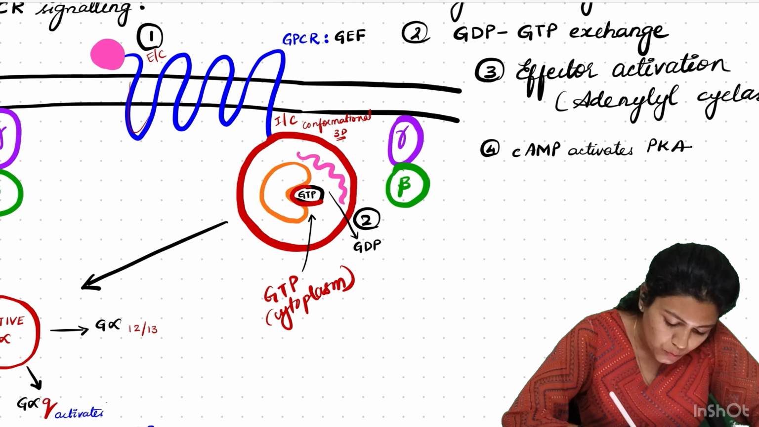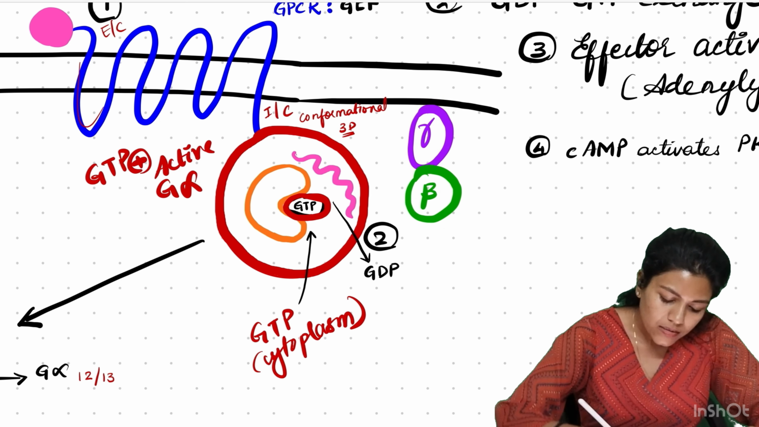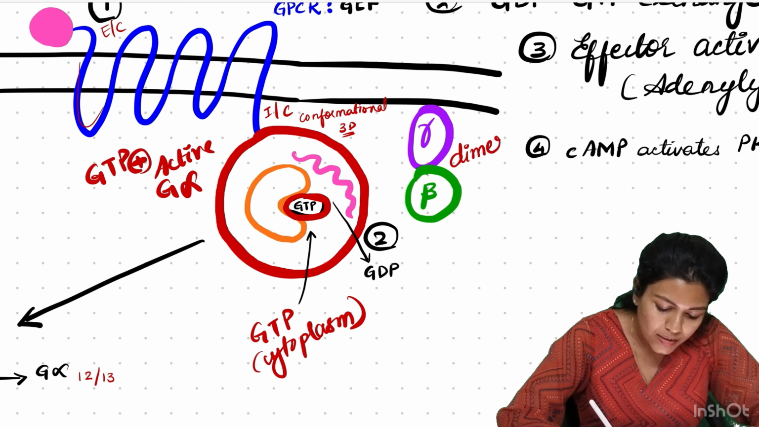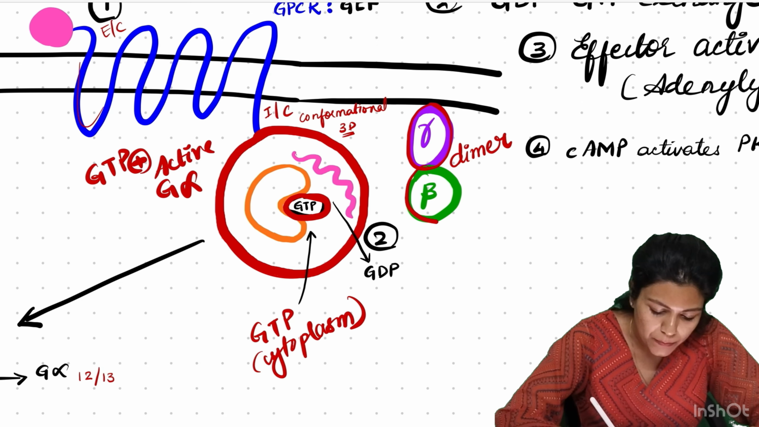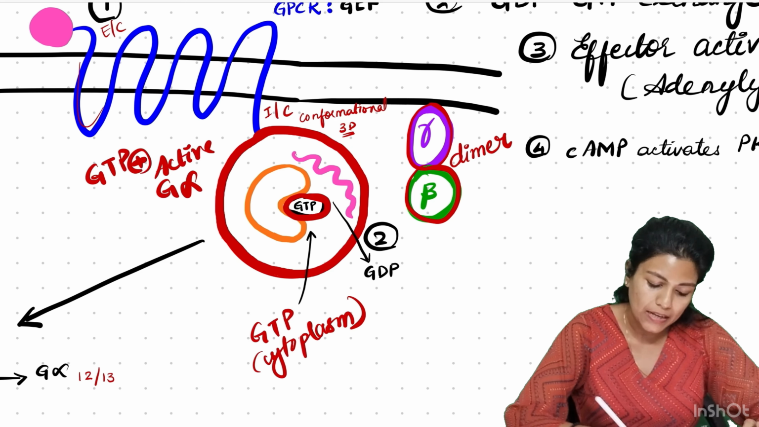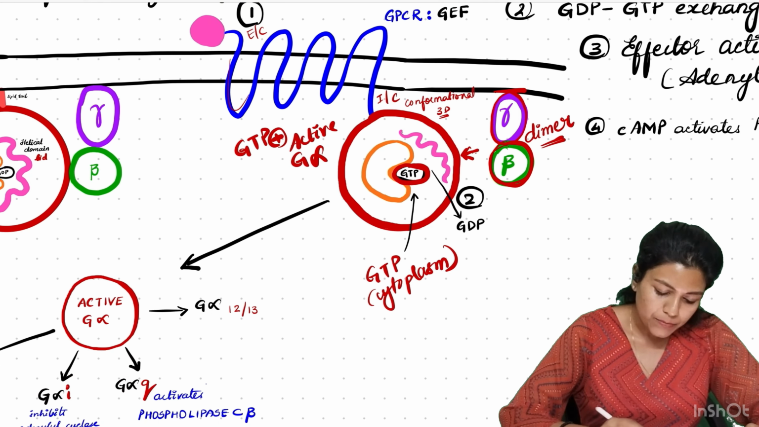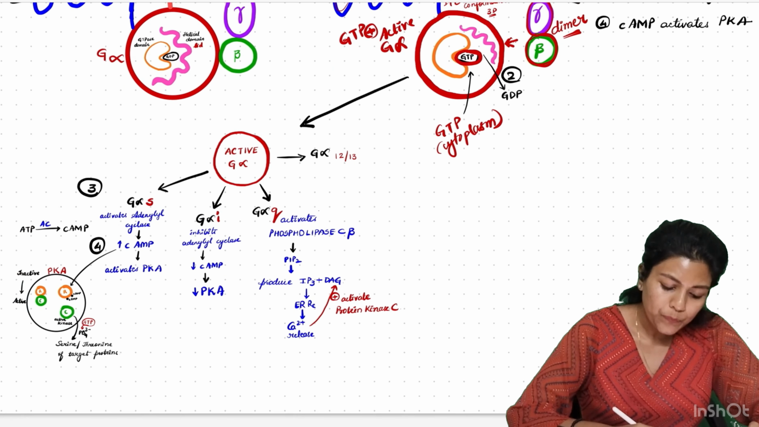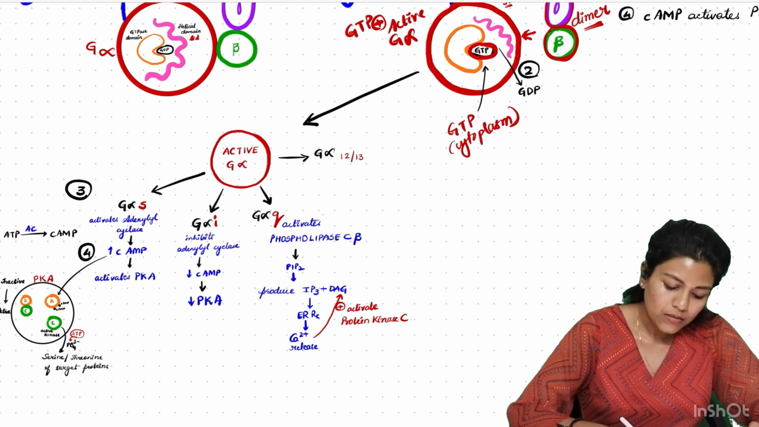Because of this activation of the G alpha, it will separate off from the beta and gamma. So the beta and the gamma subunits will stay together like a dimer, bound to the plasma membrane. Gamma is tightly bound to the plasma membrane and beta will stick to the gamma subunit. Both will stay together as a dimer. Only the alpha subunit is separated out. And this separated G alpha subunit will now lead to the activation of effectors.